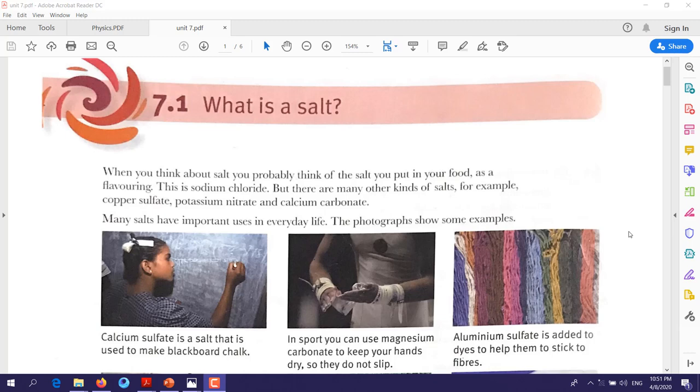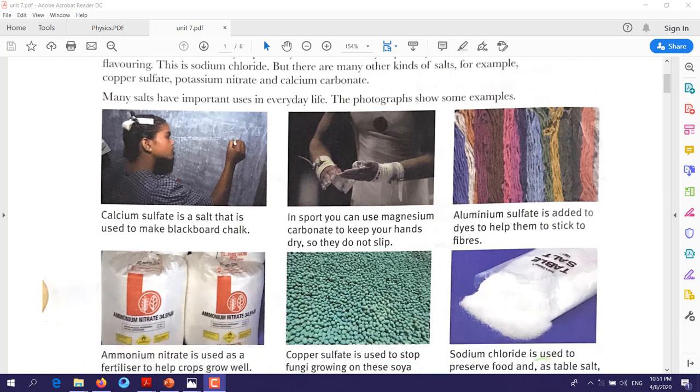Hello everyone, today we will start reviewing unit 7. Unit 7 is about salt. Firstly, as all of us know, when someone talks about salt, directly it comes to your mind the table salt, the salt that we use as a flavoring. But in fact, there are many types of salts. Each kind of salt has different uses.